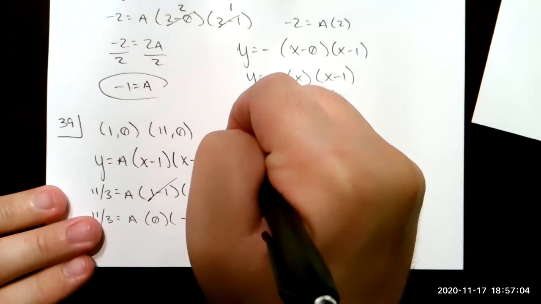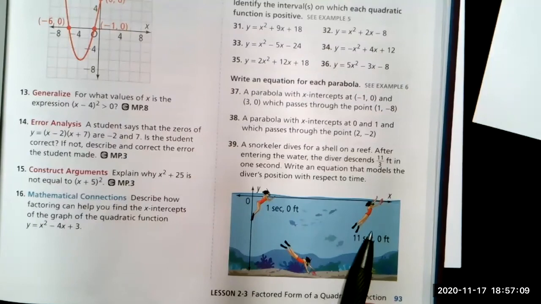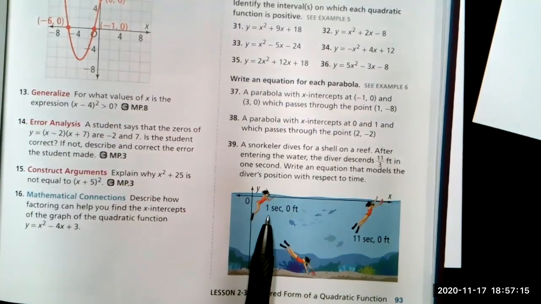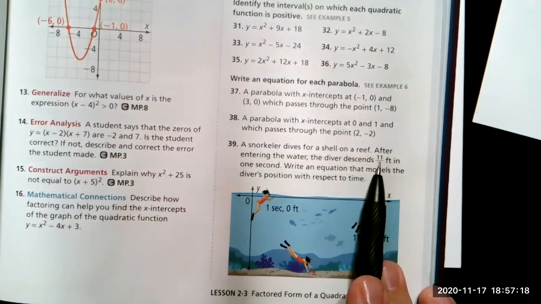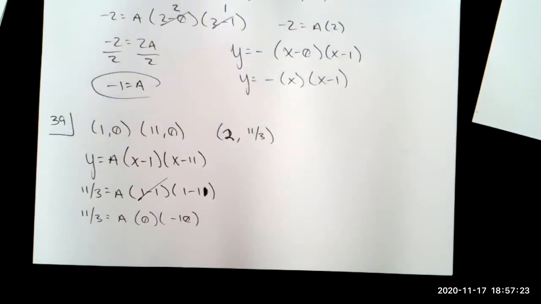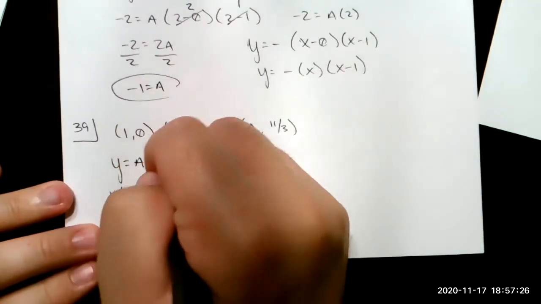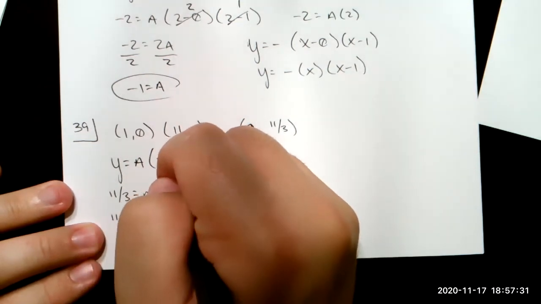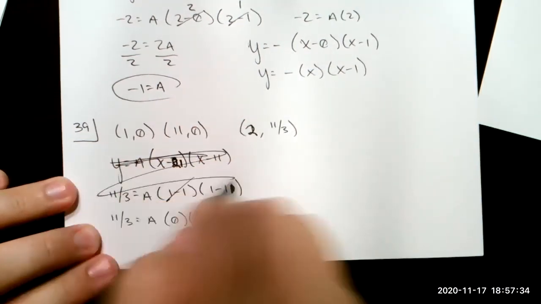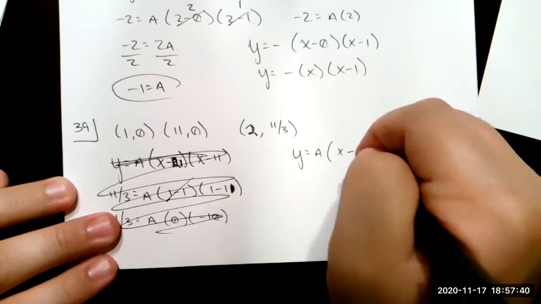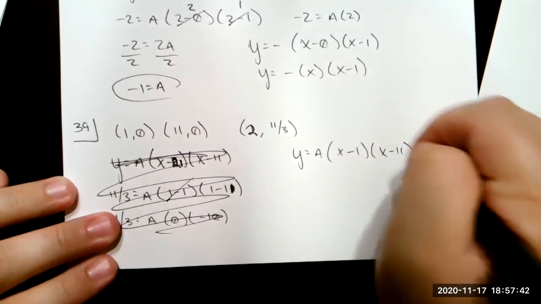Let me switch this around. Hopefully that makes sense. The x-intercepts are (1, 0) and (11, 0), but the story problem is saying after entering the water, which a second had already passed, then the diver descended 11/3 feet in 1 more second. So that should be 2 seconds. All right, let's fix this. I'll change that to a 2. That's still, I'm sorry, that's not a 2. Let's just start back over. I can't fix my work. Y equals a times (x minus 1)(x minus 11).